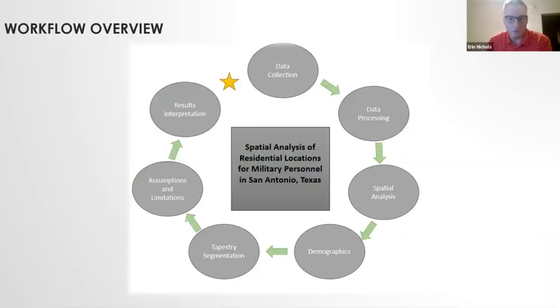The overall project workflow involves several key steps to summarize the processes involved in completing a project. This outlines a sequence of activities such as data collection, data processing, spatial analysis, demographics, tapestry segmentation, some assumptions and limitations, and my final results based on the spatial analysis.